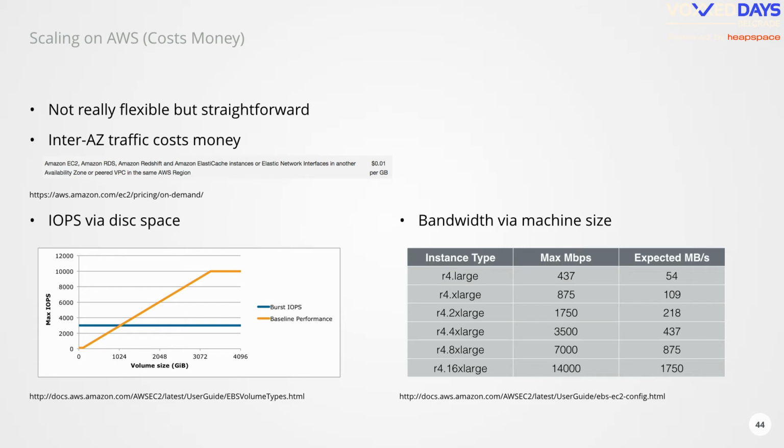And an often overlooked fact about Amazon is that inter-availability zone traffic costs money. It's very little, like a cent per gigabyte.